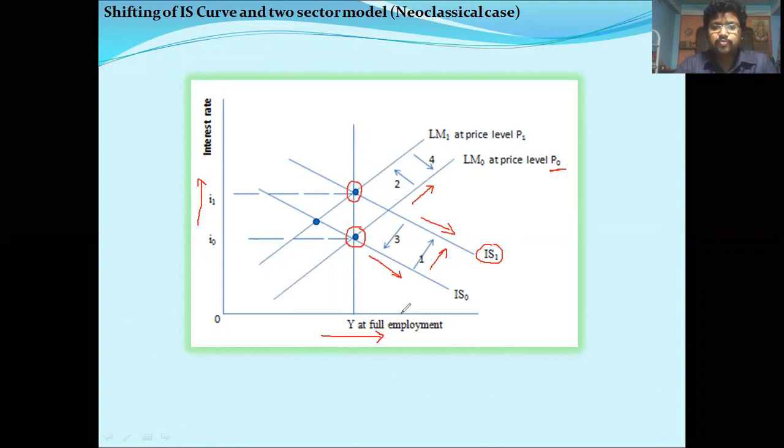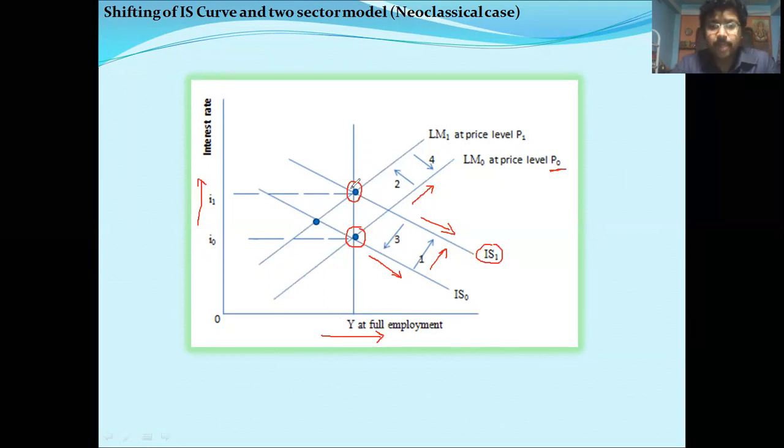Because there is full employment, there is no chance of increasing real output. There is only scope of increasing price. Price is flexible in the neoclassical model. So what happens if the IS curve shifts up? Then we get this point, and this is the goods market equilibrium point.